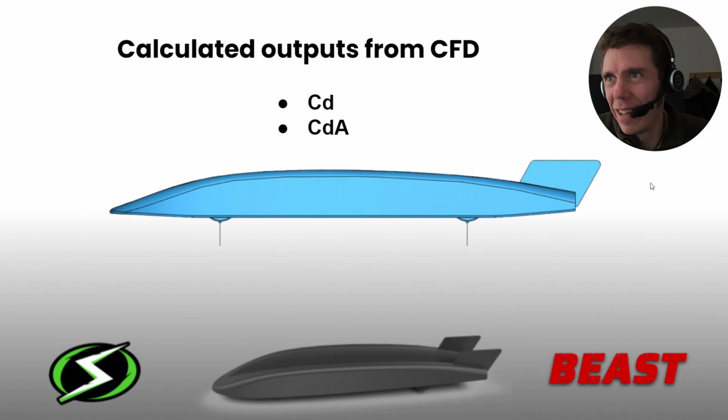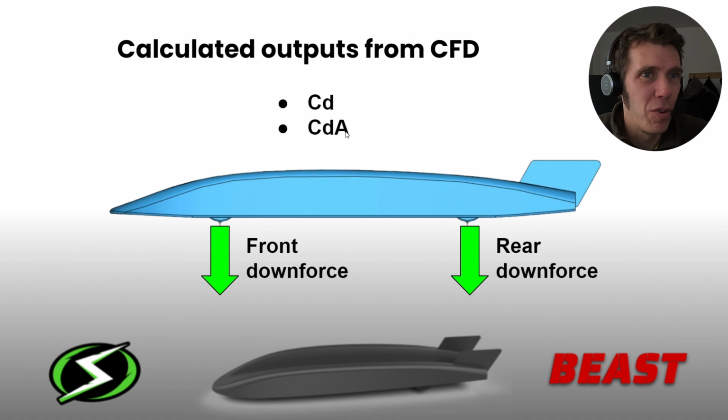So in themselves, these outputs aren't particularly useful, but by considering the input test speed, the input air density, and the frontal area measured from CAD, I could calculate the coefficient of drag, and the CDA value that I mentioned on my previous video was important. I could also calculate the precise amount of downforce at the front and the rear wheels, so I could get that balanced downforce that I mentioned in my requirements.